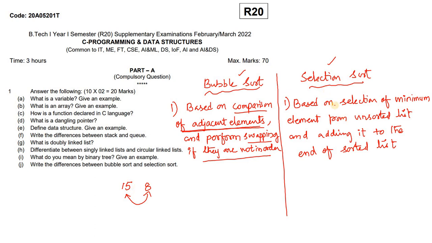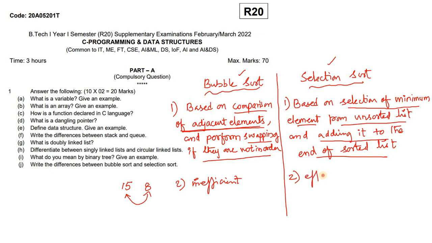Okay. But in selection sort, it is based on the selection of minimum element from the unsorted list and adding it to the end of the sorted list. That is the first difference. And second one is, it is very inefficient. This bubble sort is very inefficient technique, and selection sort is efficient when compared to the bubble sort. And if you want, you can write one more difference also. This is a slower technique and this is a faster when compared to the bubble sort. Okay.